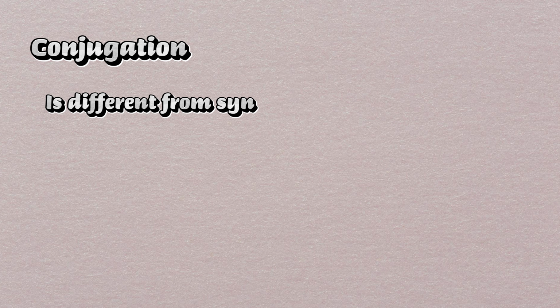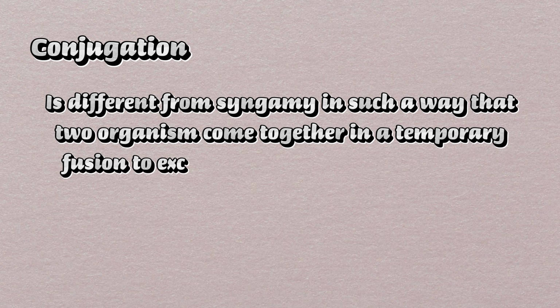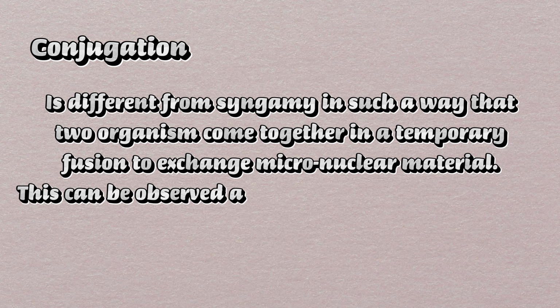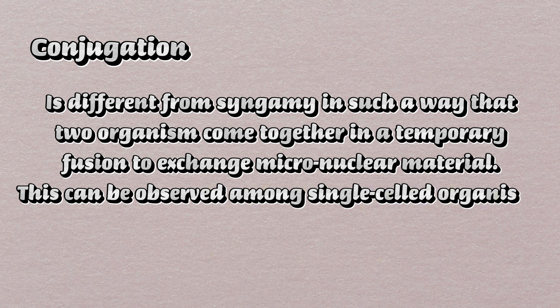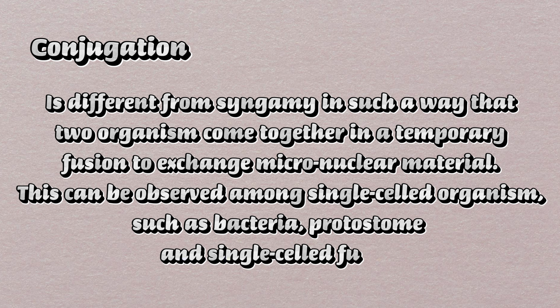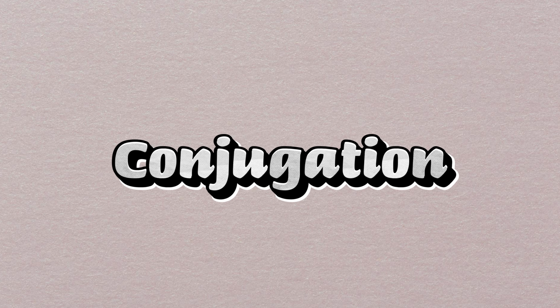Conjugation is different from syngamy in such a way that two organisms come together in a temporary fusion to exchange micronuclear material. This can be observed among single-celled organisms, such as bacteria, protozoans, and single-celled fungi. While syngamy is a permanent fusion of the two cells, conjugation is a temporary fusion of two cells.